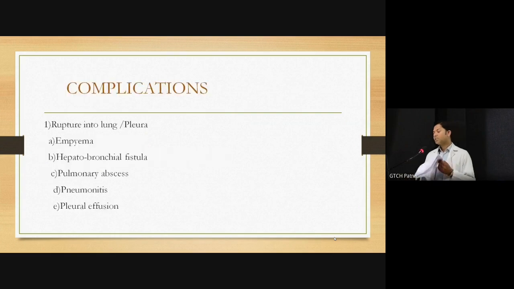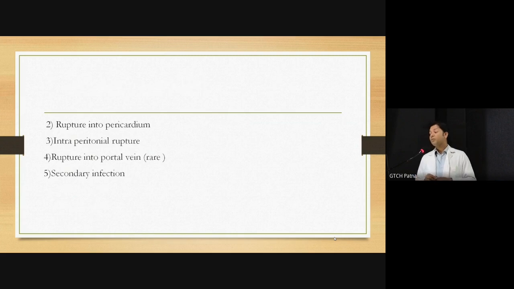If we talk about the complications, one should not wait for the complications to occur. We have to be very alert and try to limit the disease as soon as possible. If it ruptures into the lung or the pleura, there may be empyema, hepatobronchial fistula, pulmonary abscess, pneumonitis, and pleural effusion. Rupture into the pericardium, or intraperitoneal rupture, or into the portal vein is very rare. Secondary infection may be there.